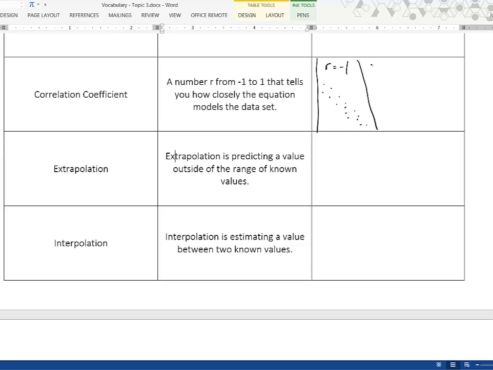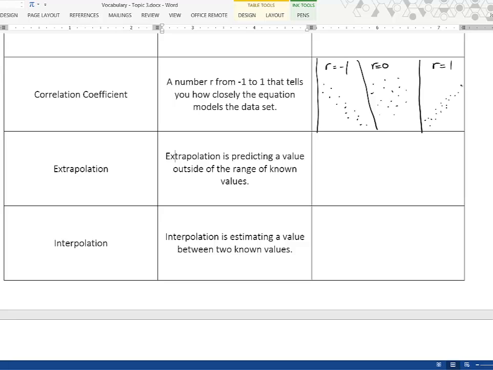Let's say we have an r equals 0. That pretty much means that your data is all over the place. There is no correlation. And lastly, let's say that we have a correlation of r equals 1. And that means that you have a positive, tightly knit correlation. So the closer it is to -1, it's negative. The closer it is to 0, no correlation, and the closer it is to 1, you have a positive correlation of points on your graph.